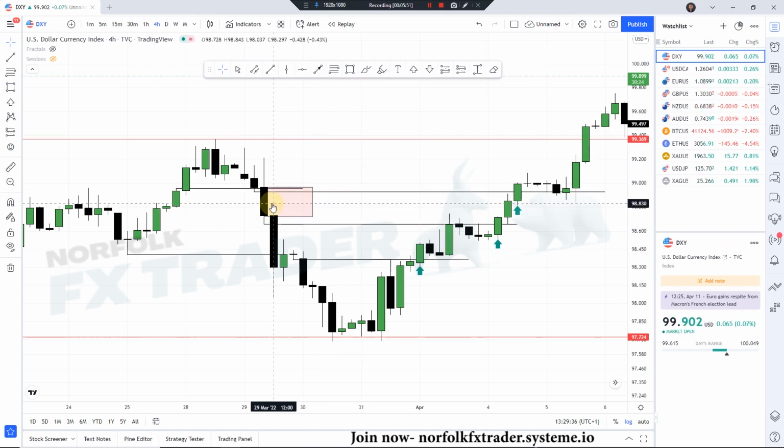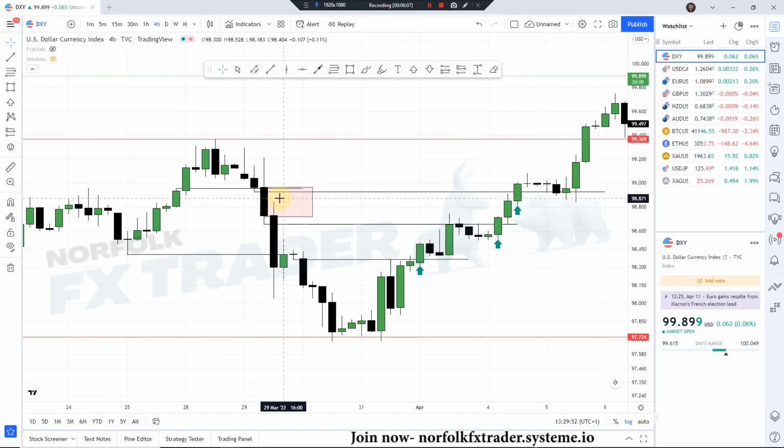Now you can look on the lower time frames here, and you can look for a candlestick pattern, or you can look for a confirmation entry. Now it's key to understand you're looking at these levels for that reversal and the momentum in the candles.